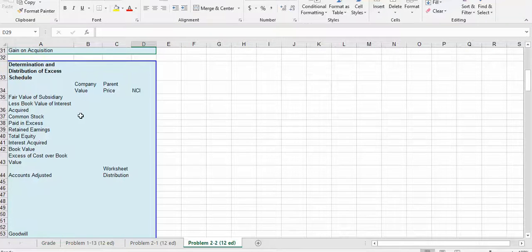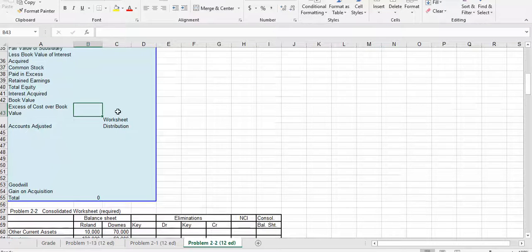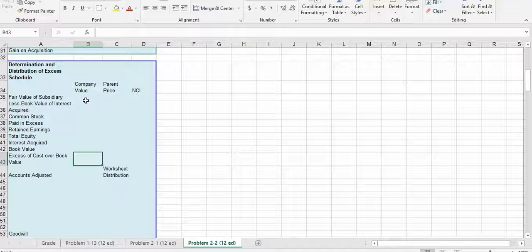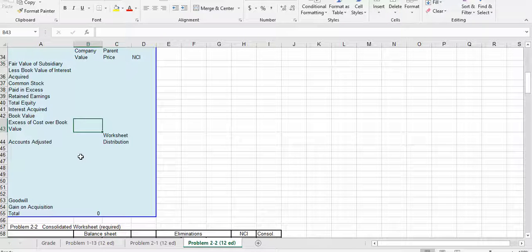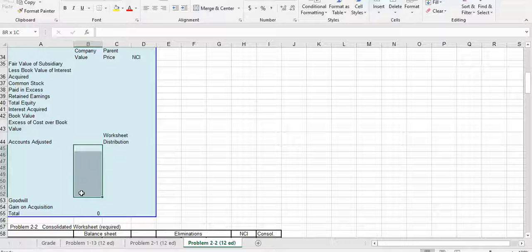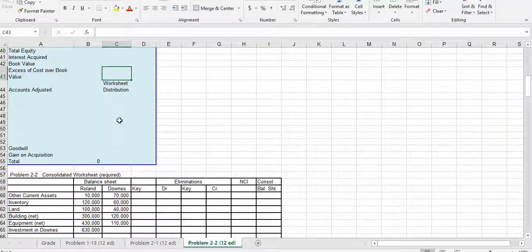Then you go down here to your D&D schedule, and again, here's your equity accounts, your fair value. The fair value minus your equity accounts is going to give you your excess, and then you distribute that excess between the assets that are now marked to fair value, and then after that excess is distributed, whatever's left is goodwill. So that's a little bit more accurate. Okay, so then the distribution is 80-20.